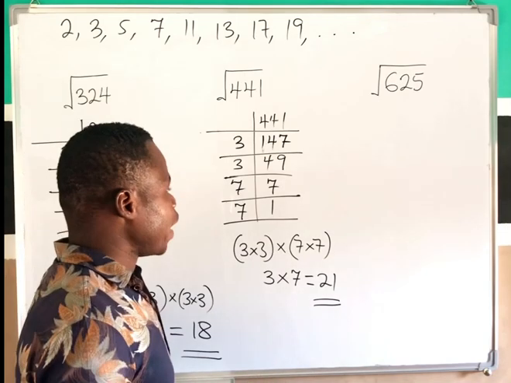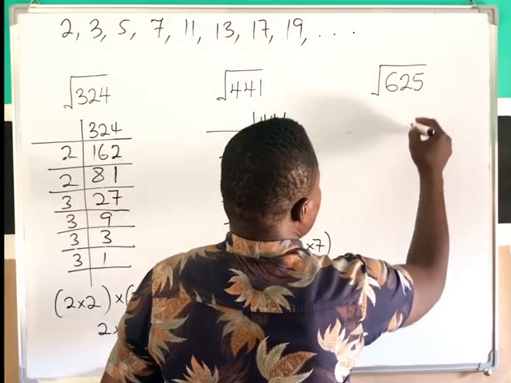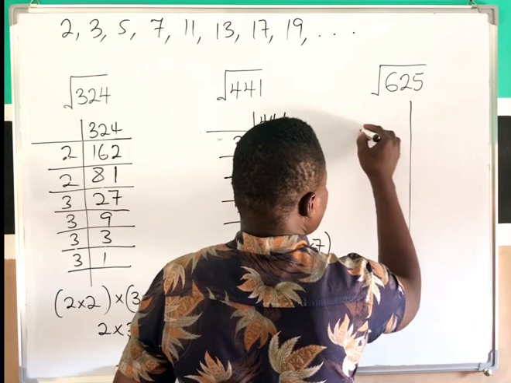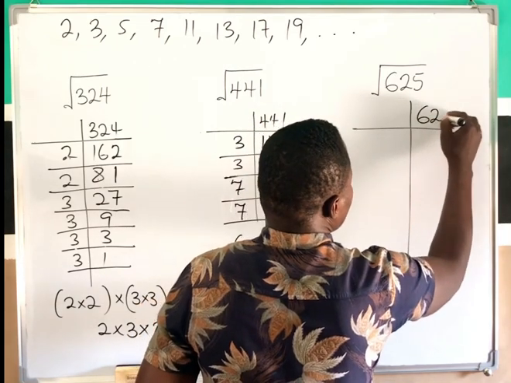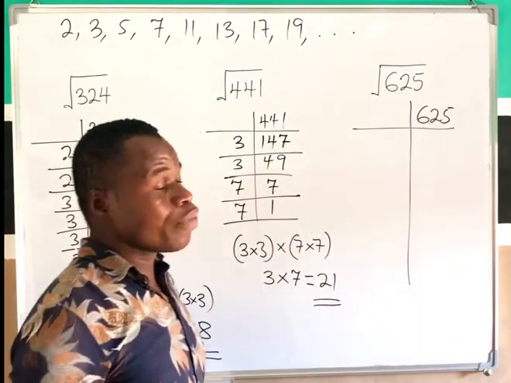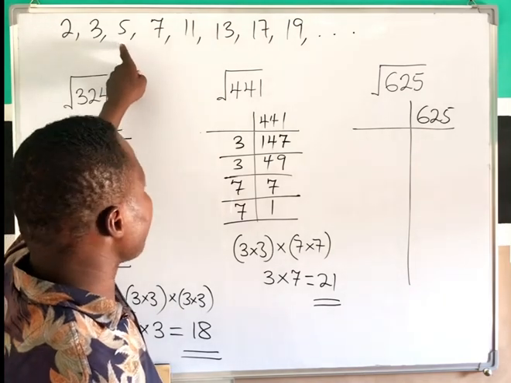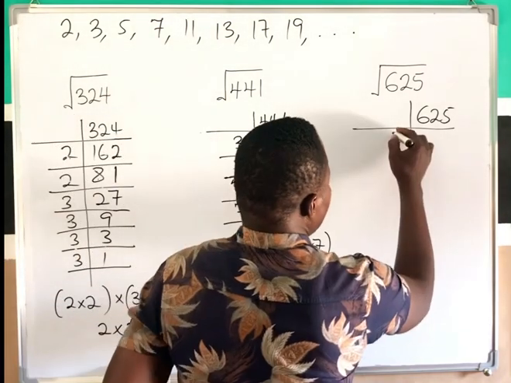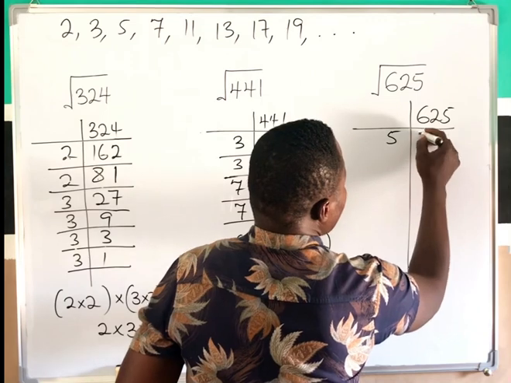Then let's go to the last example. The last example, I'll sketch something like this. Then I'll bring my 625. You see that the last digit is 5. It's easy for us to use 5. So if I'm to use 5, 5 into 6, 1 remainder 1.